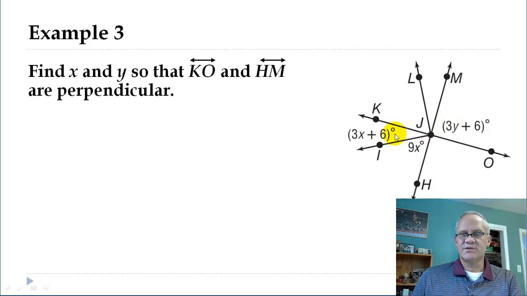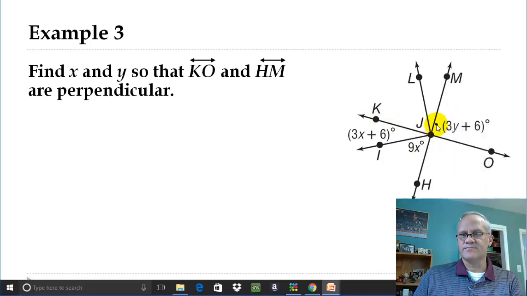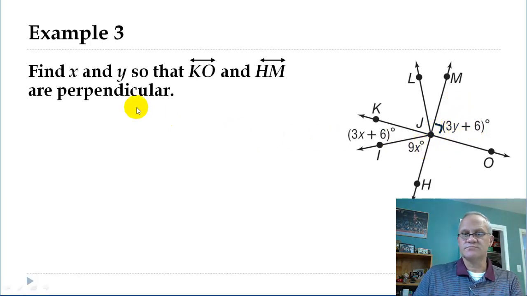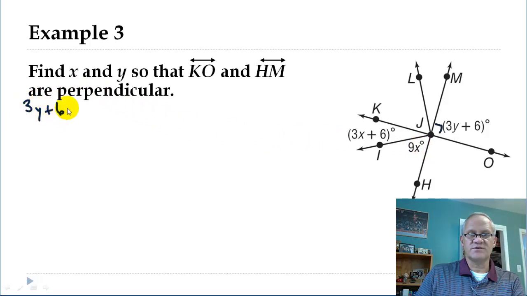So let's start. I'm going to start with y this time because y is maybe a little easier to start out with. So here, if this is KO and HM, we want this angle right here to be a right angle, or 90 degrees, right? We want that to be 90. Well, it says it's 3y plus 6, and we want it to be 90, so what's the equation that we can write? Well, 3y plus 6 would have to equal 90. That's all. And then we just solve that.